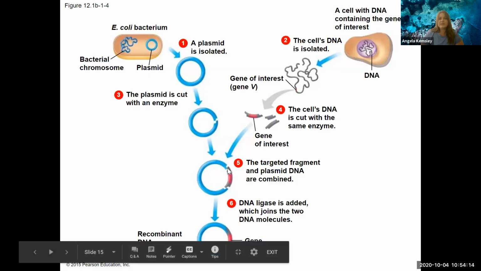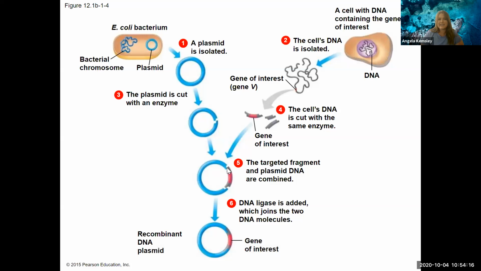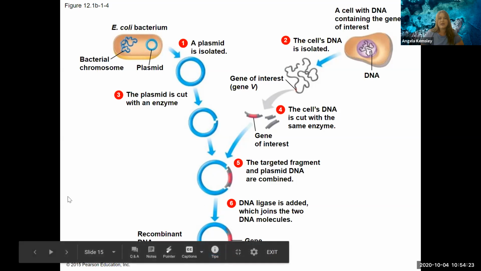Then we're going to join them together with DNA ligase. That's kind of like DNA glue. So it's going to glue this gene of interest into the plasmid. And so now we have this recombinant DNA plasmid that includes the gene of interest from the other organism.